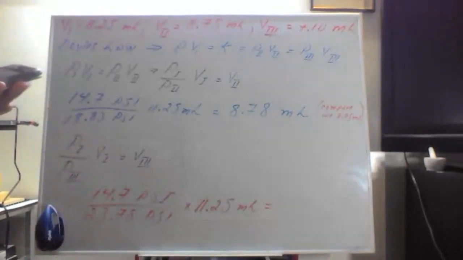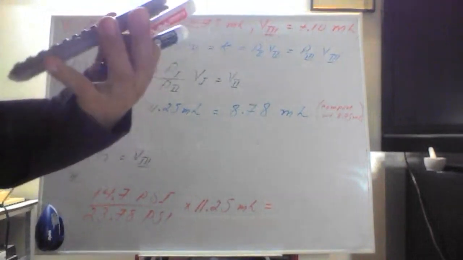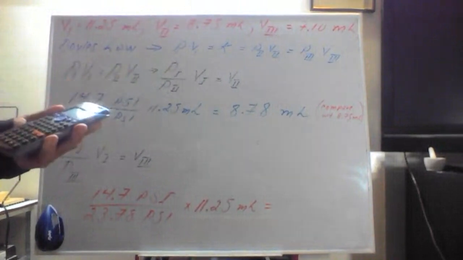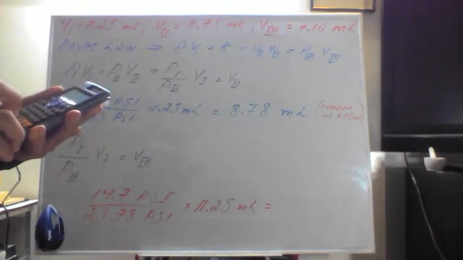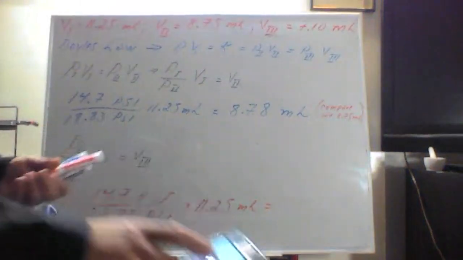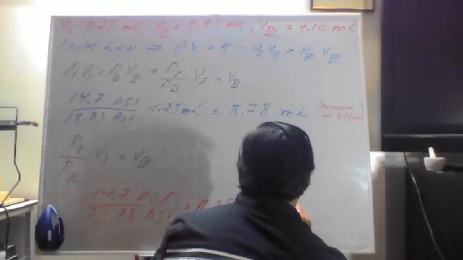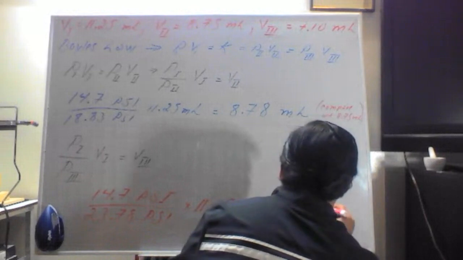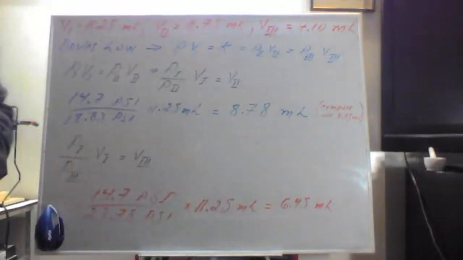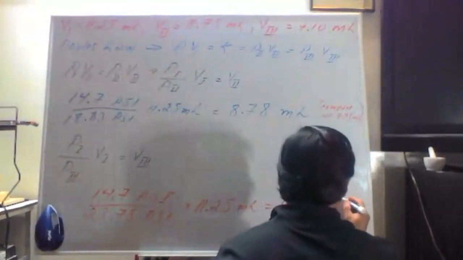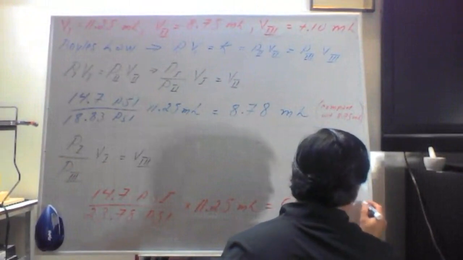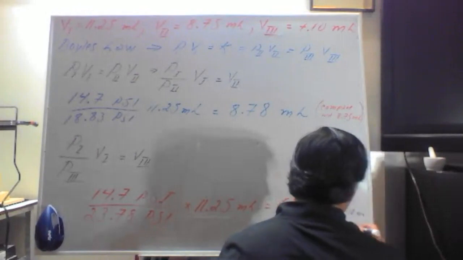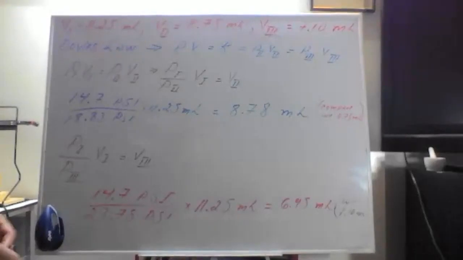14.7 over 23.78 times 11.25, okay, we got like 6.95, almost 7. It's not that accurate, but it's good enough. So we got 6.95. So the one is a little further away from 7.10. So that was a little bit off. That is Boyle's law.